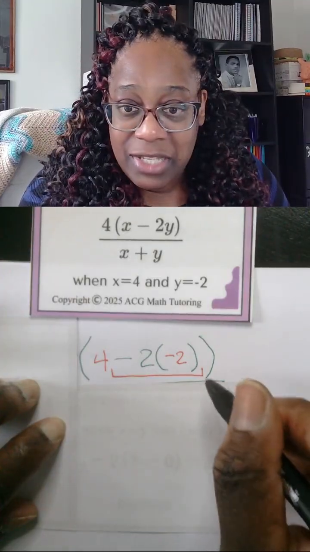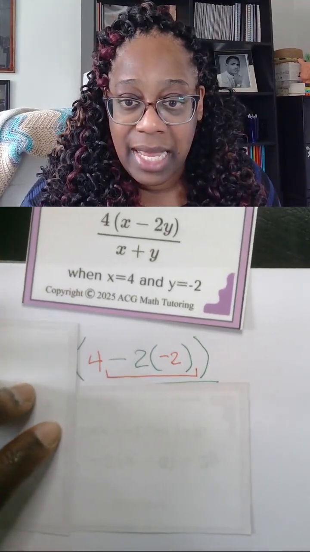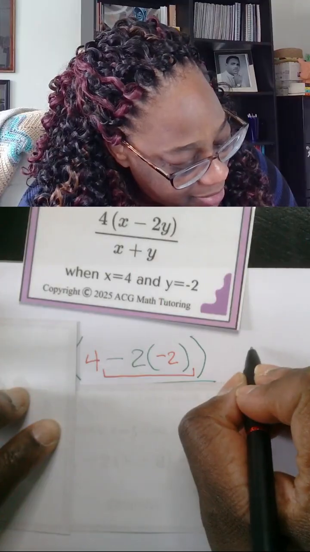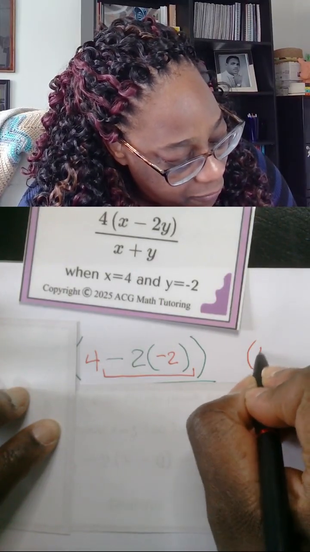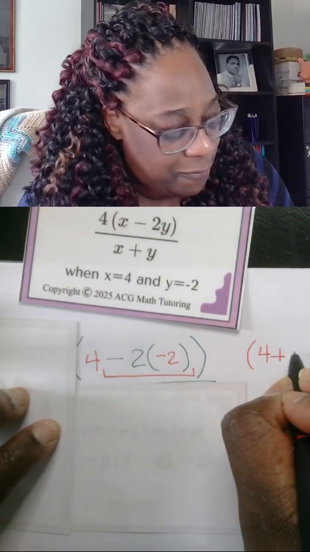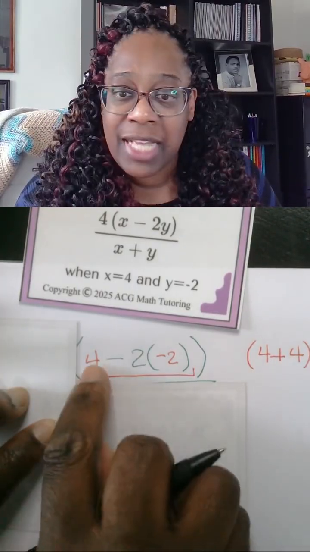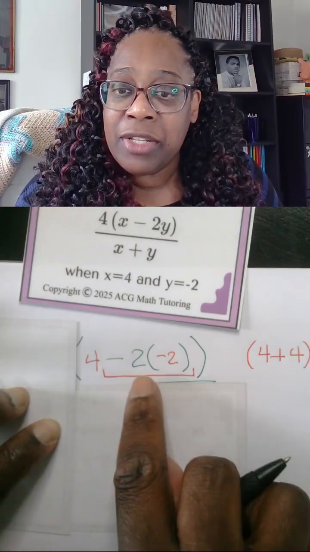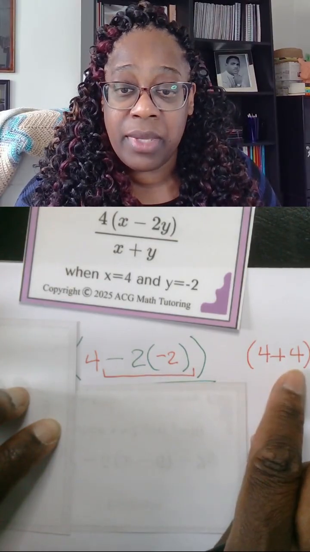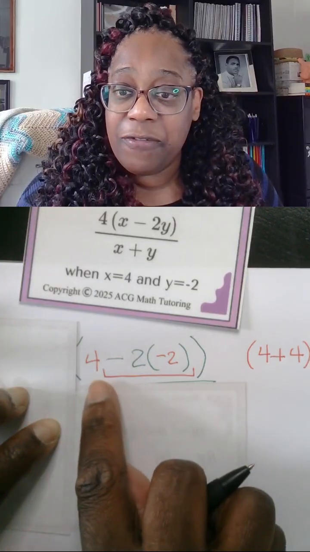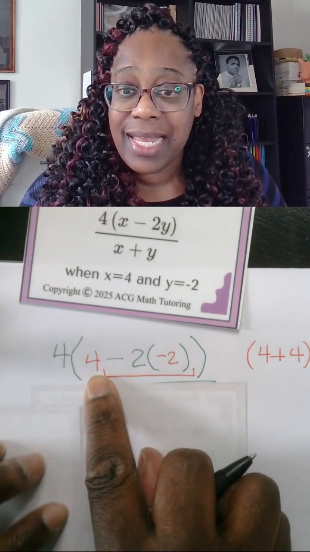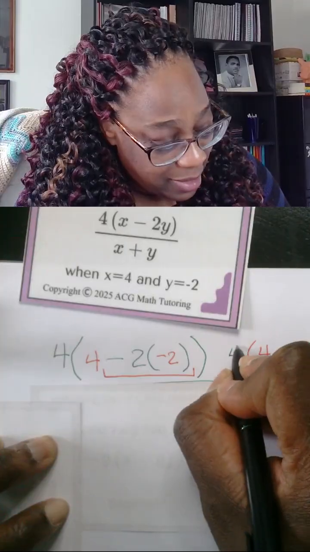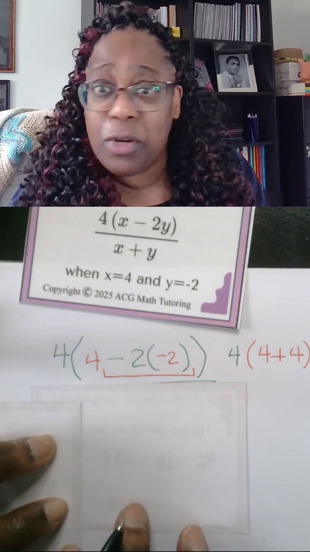So that means in this numerator, inside of this parenthesis, we're going to have 4 plus 4. That's what's happening in here, because a negative times a negative gives us a positive, and 2 times 2 gives us 4. This 4 that we see here is the 4 that we substitute, but then it stays inside of a parenthesis because we have this other 4 that's outside. I know, there's a lot of 4s going on.